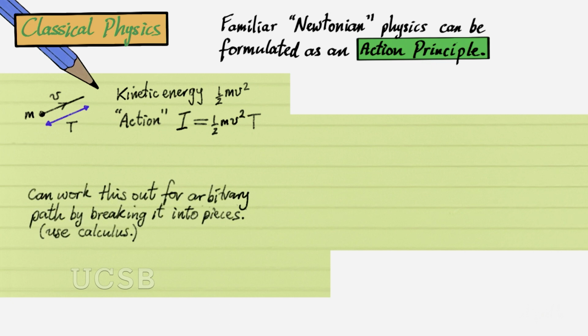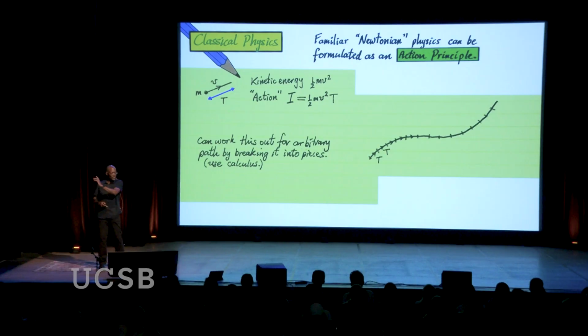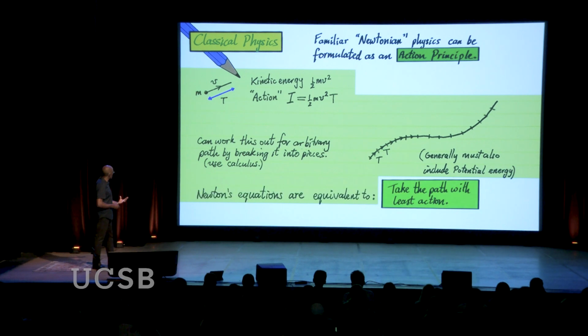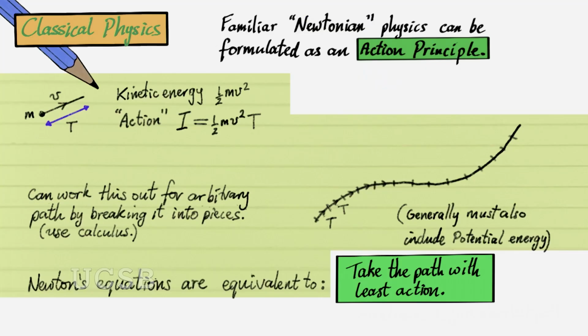Now, for any arbitrary path moving along, we can break it up into little pieces. Even if the velocity is changing, we can break it up in small pieces so it's approximately constant on each bit, do this action calculation, and then add it all up for that path and get a number, and that's the action for that path. That's interesting, because now I can talk about paths. And what I can do is formulate Newton's equations of motion in a different way, and say the path that the particle moves along is the one that has the least action.